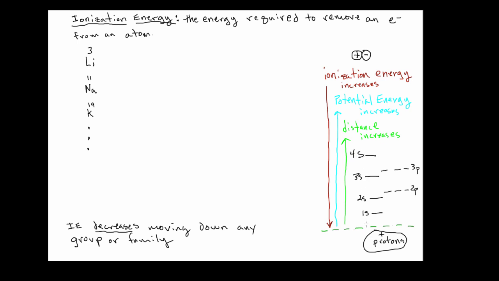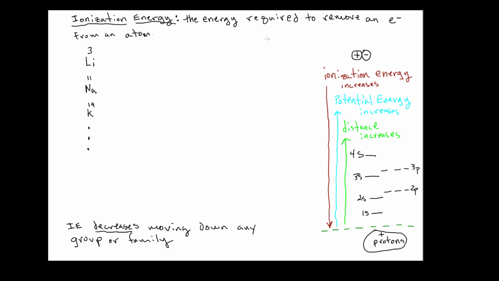All right? So as we move from energy level 1 to energy level 2, and then 3, and then 4, and on the periodic table there are 7 energy levels, it's going to be easier to remove an electron, less energy to remove an electron out of energy level 7 than it will be to remove an electron out of, say, energy level 1. So when we talk about ionization energy relative to periodic trends, how do we figure out what's going on as we move down a group?